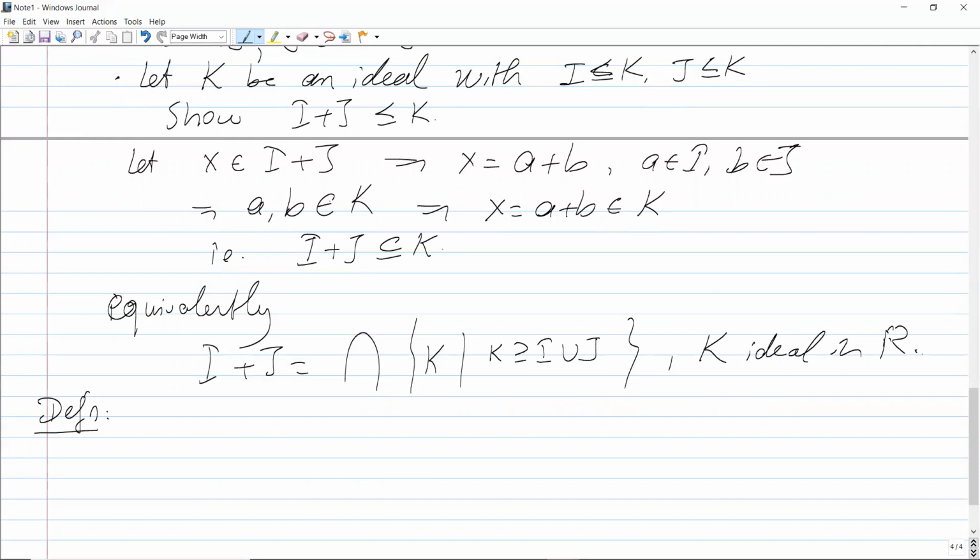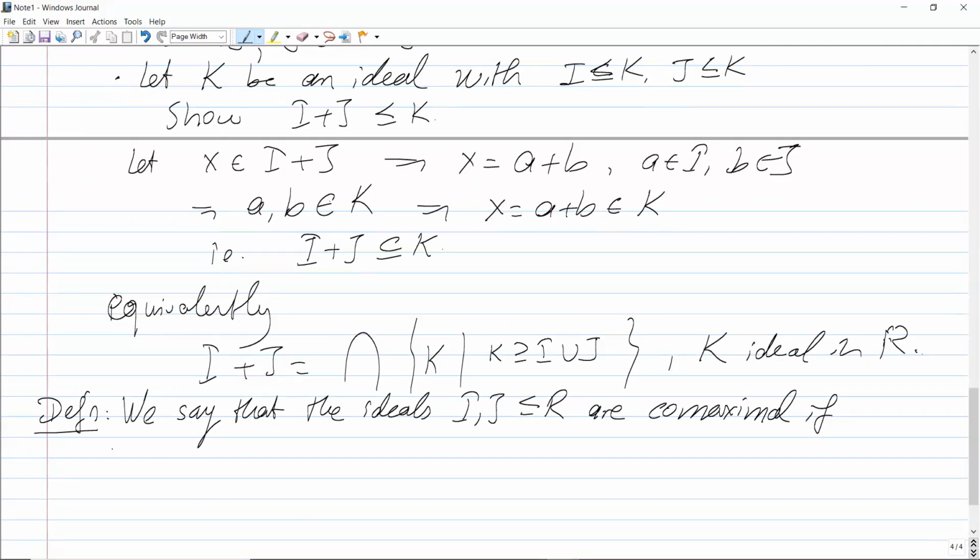We say that the ideals I, J in R are comaximal if their sum is equal to the identity, the whole R. Namely, you can write one as the sum of two elements A, B, where A is in I, B is in J.